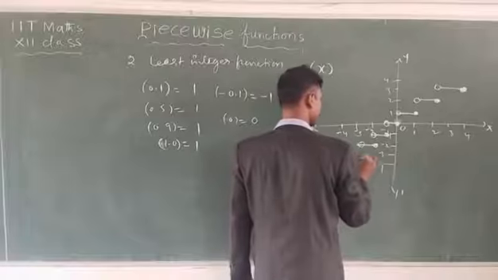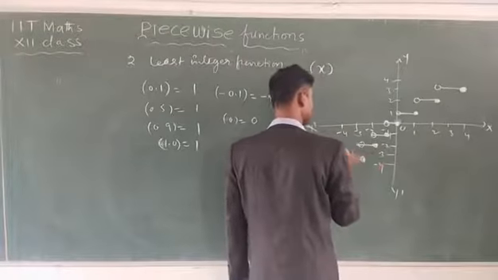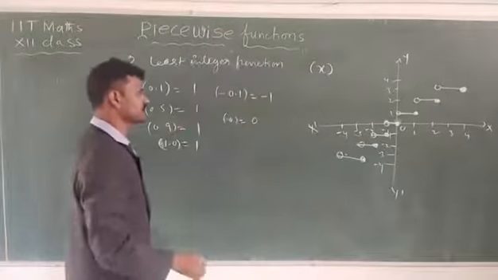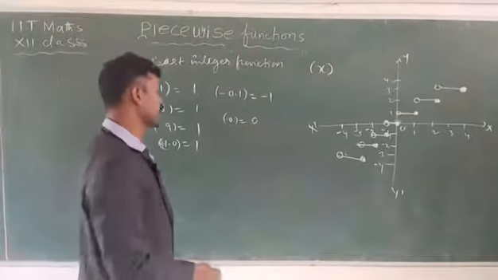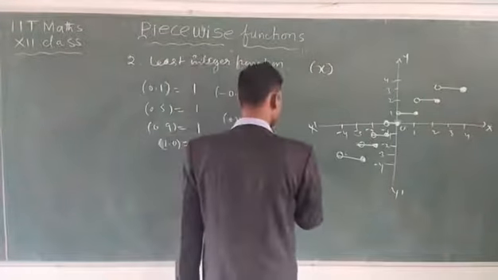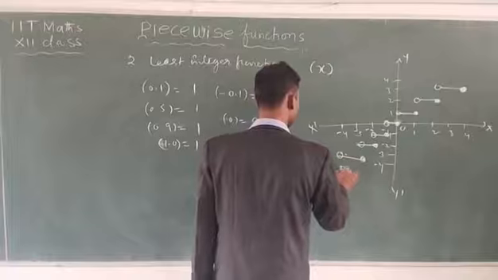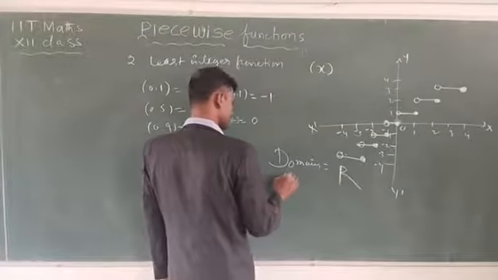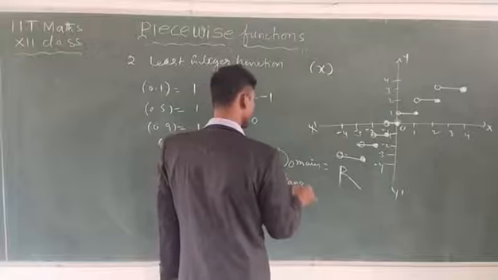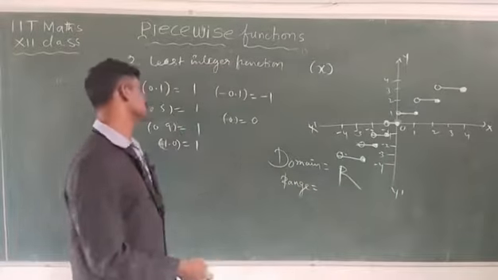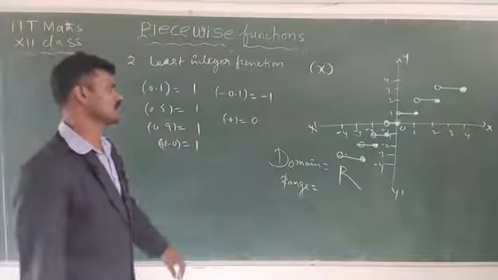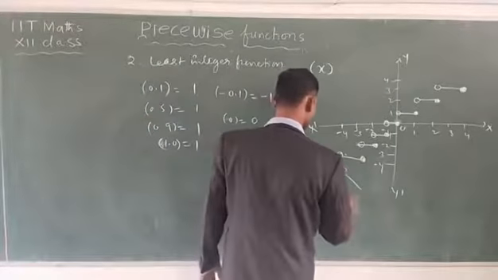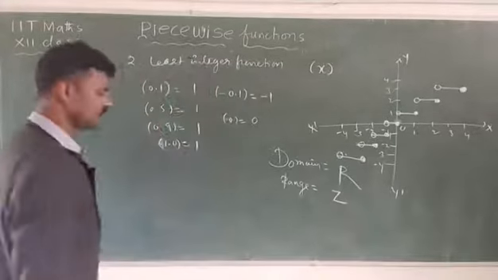This is the step function. Now we can discuss its domain and range. What is the domain? Domain means you can take all real values, that's why this is R. And the range: it takes integer values only, that's why Z only. This is the least integer function.